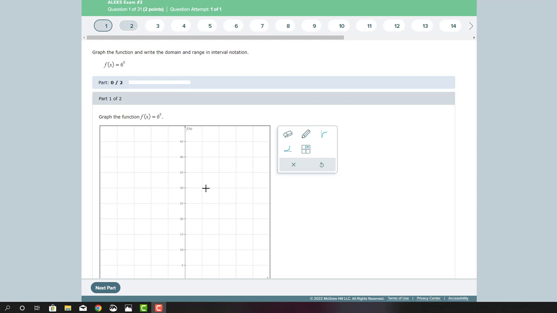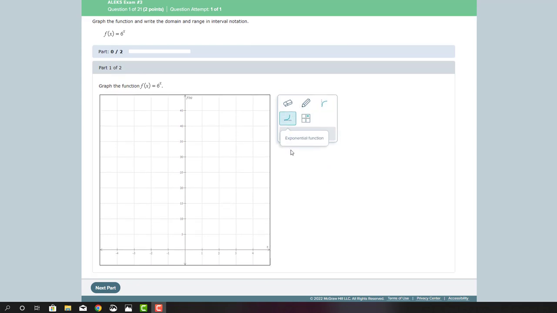All right, we're going to look at question 1 from exam 3, just making sure that we're able to use the graphing tool correctly. Okay, so it wants us to graph the function and write the domain and range in full notation. So this is an exponential function because I know the variable is on top. And as we're learning all of our basic functions, when I go over and think about trying to use one of the tools here, I know that it's going to be this one, which is labeled as exponential function. So I'm going to click on it and we'll see what it says.